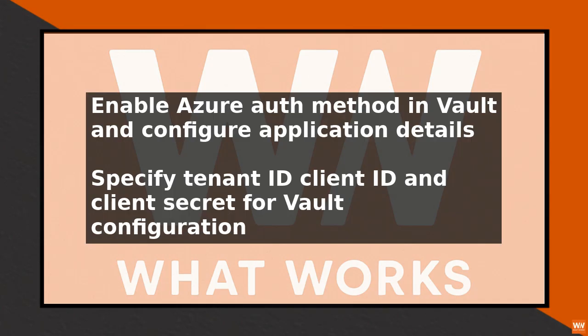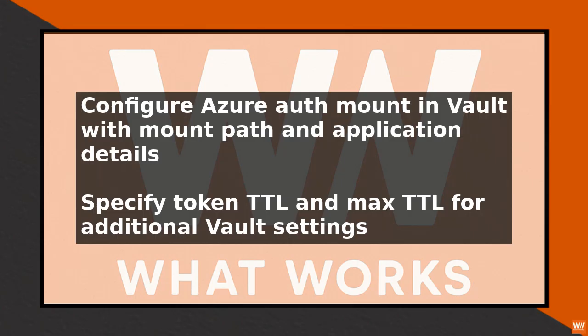Step 3 is to configure the Azure Auth mount in Vault. This involves specifying the mount path, the type of auth method, and the Azure AD application details. You can also configure additional settings, such as the token TTL and the max TTL.